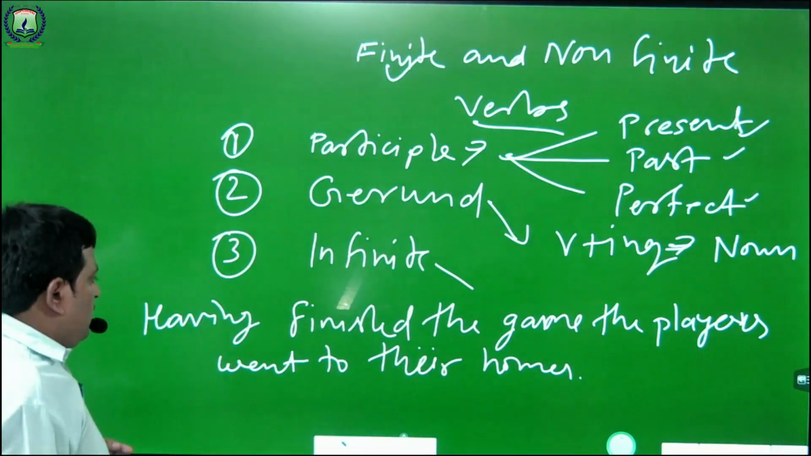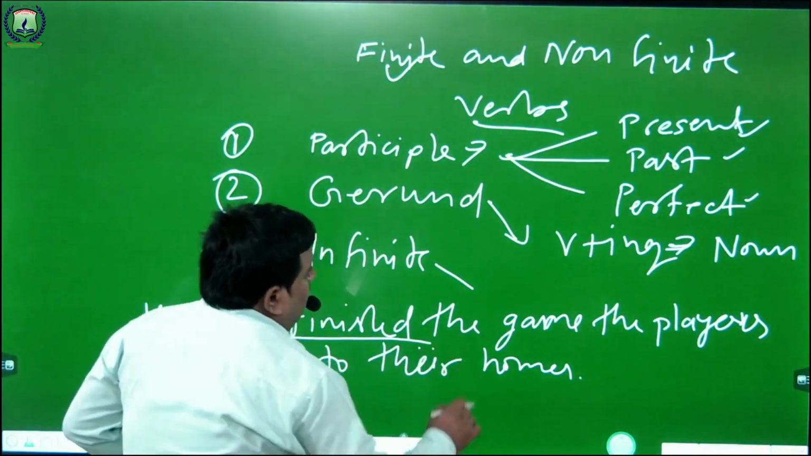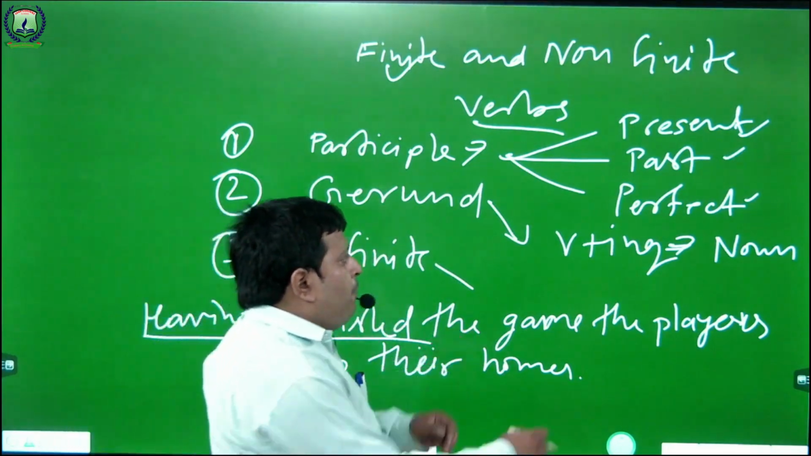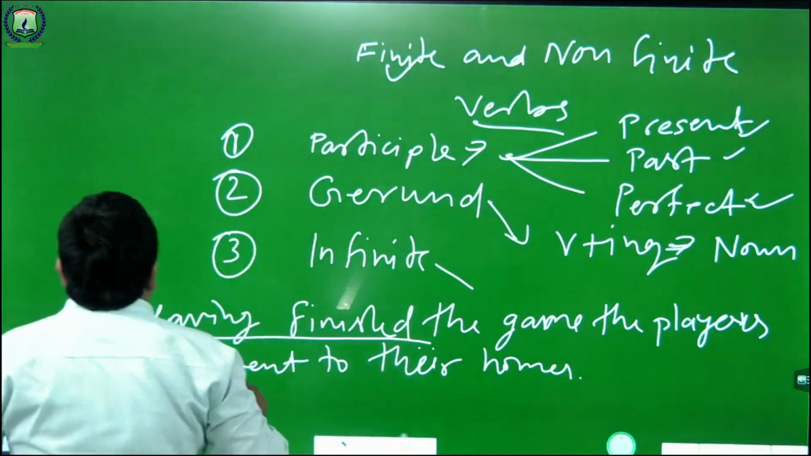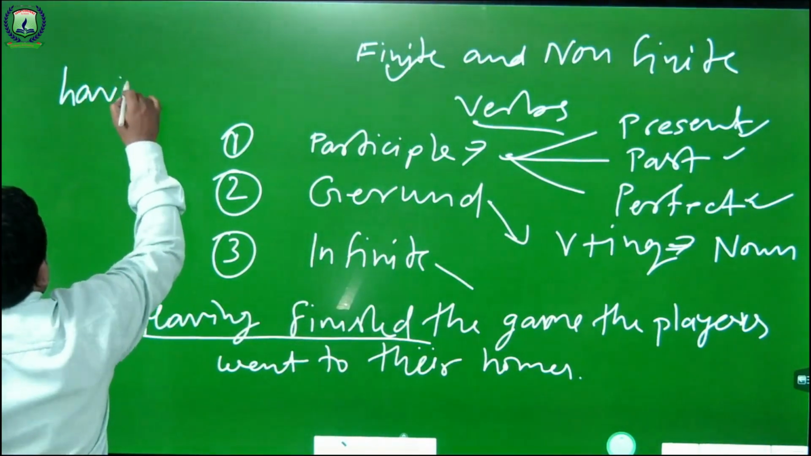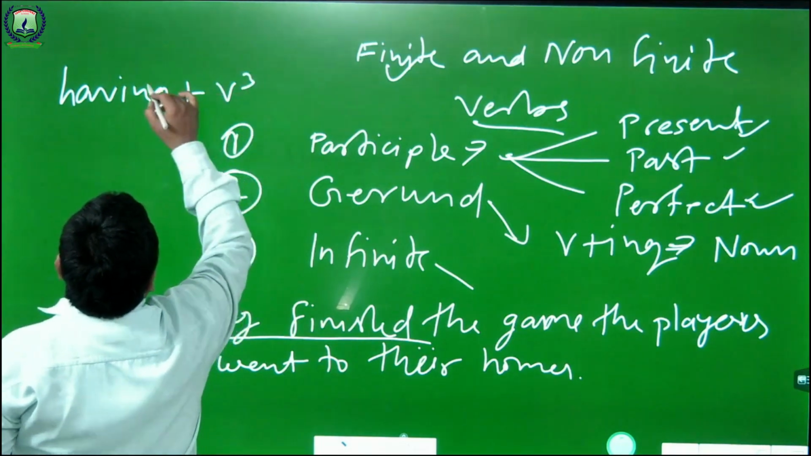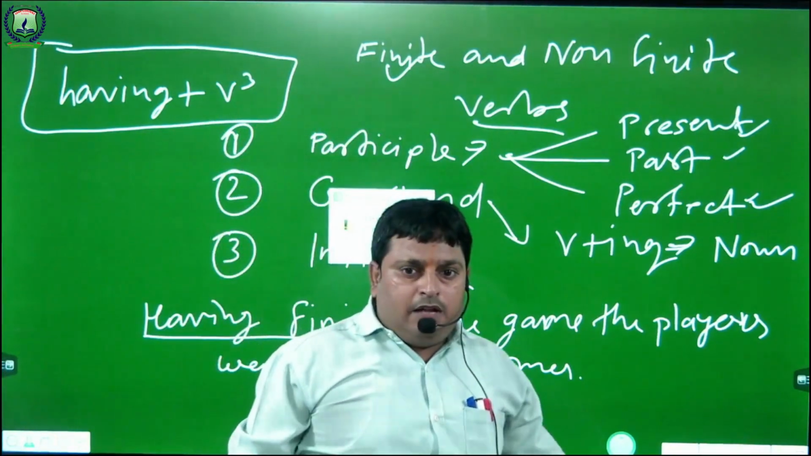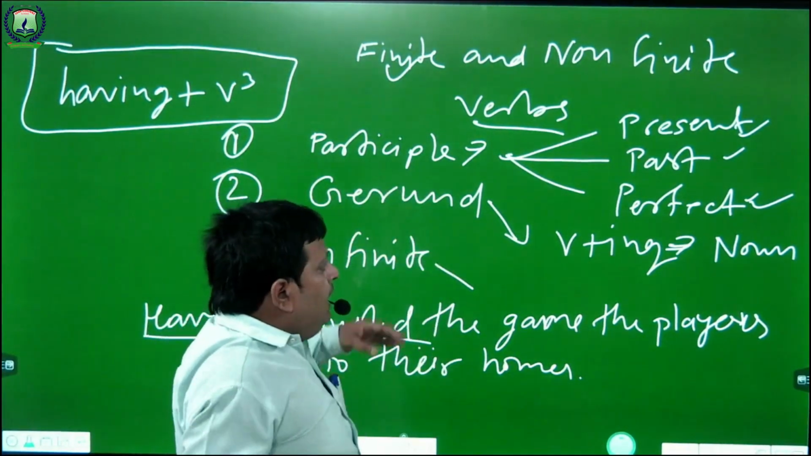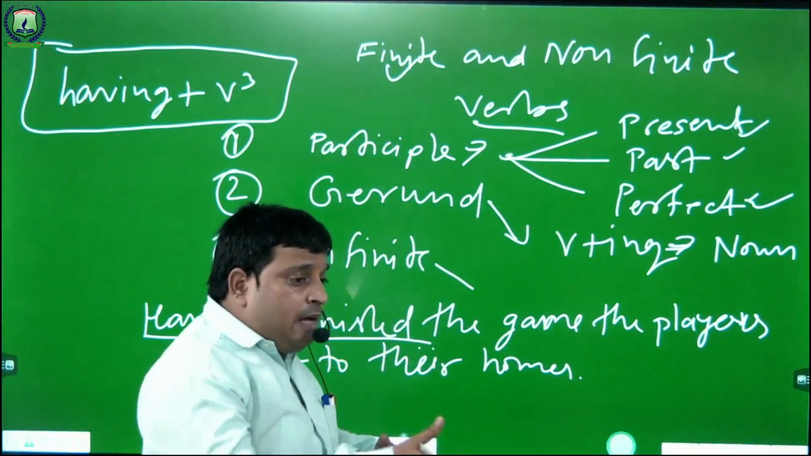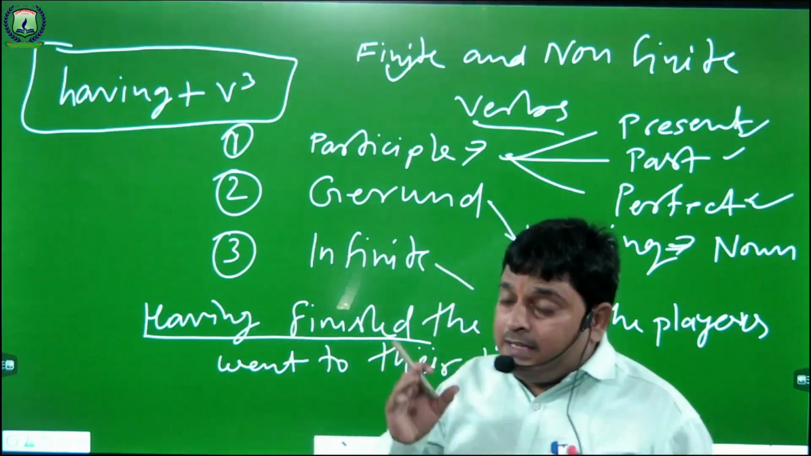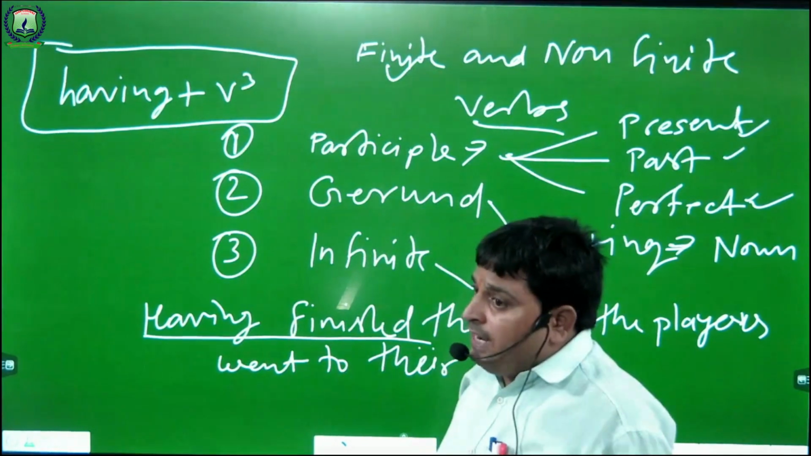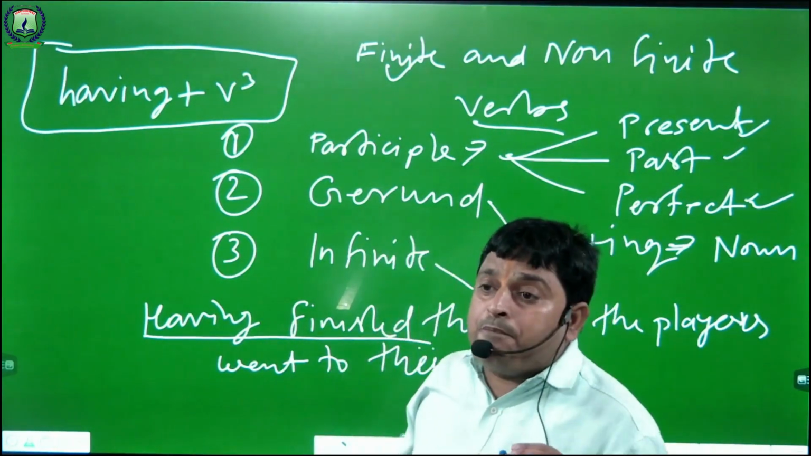Here in this sentence, you can see having finished. It means what kind of method we apply in the perfect participle. In the perfect participle, we use having plus the third form of the verb, and it is known as the perfect participle. When the first action has been done, it means the action which is done before, that is known as the perfect participle. And after that we take the second verb, the second action.